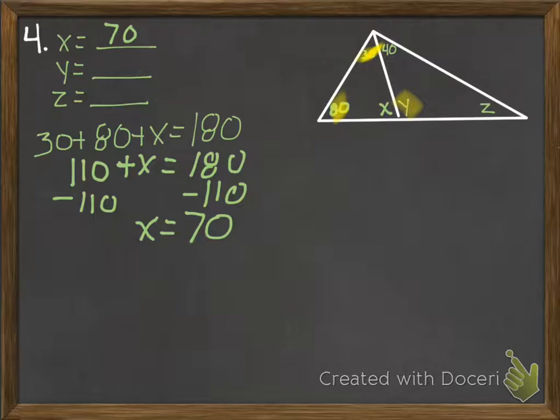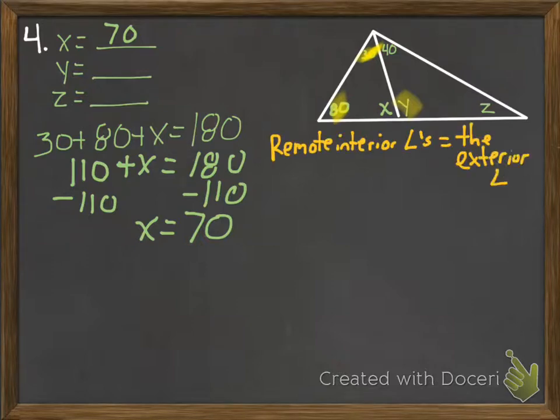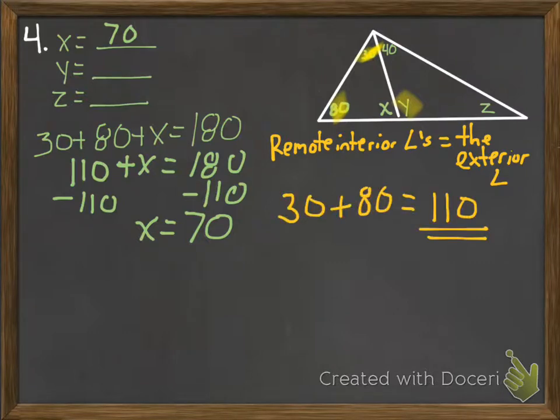So if I add 80 plus 30, I will get 110. Y is 110. Okay, so remote interior angle is equal to exterior angle, and here's the work. 30 plus 80 equals 110. That is your answer for y.